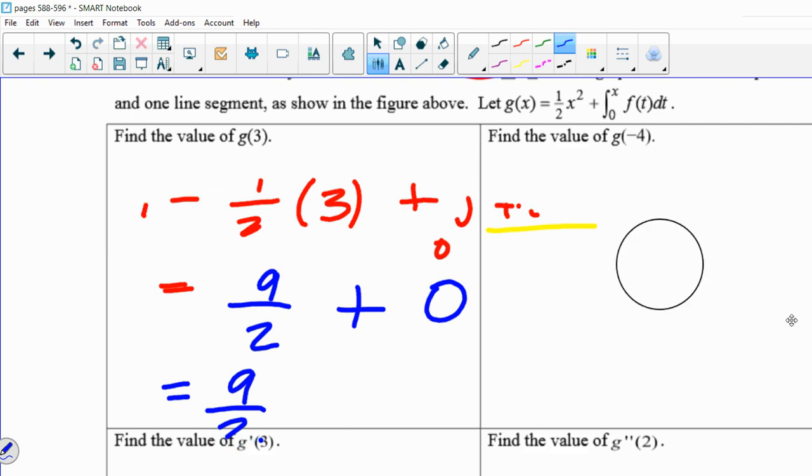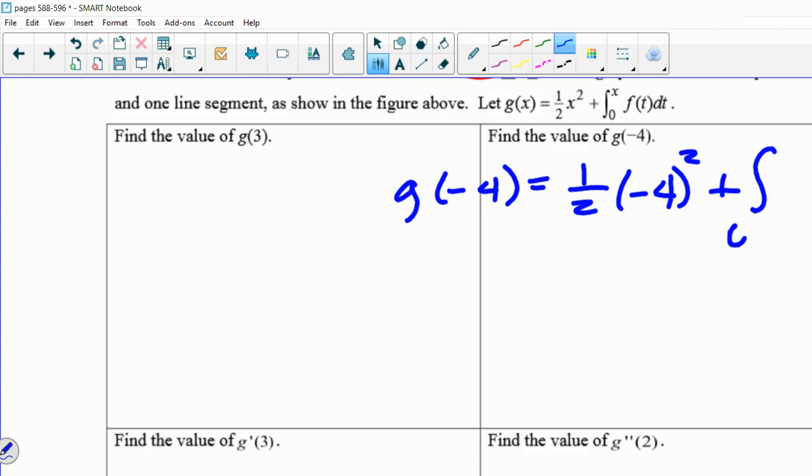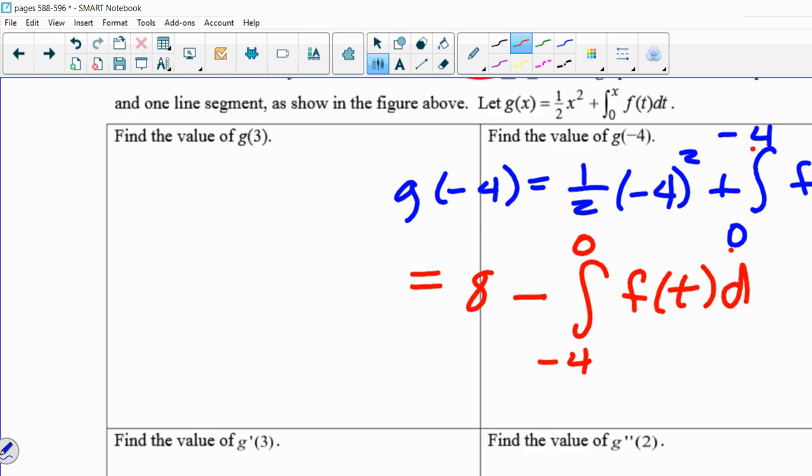Next one. Find the value of g of -4. Well, g of -4 is 1/2 of -4 squared plus the integral from 0 to -4 of f of t dt. Half of -4 squared, -4 squared is 16, half of 16 is 8. Now notice here we're going from a big number to a smaller number, so I'm going to have to change that around and make that a minus. -4 to 0 of f of t dt.